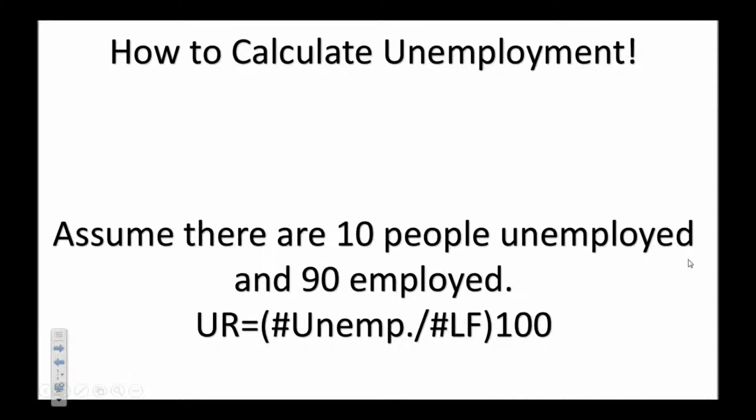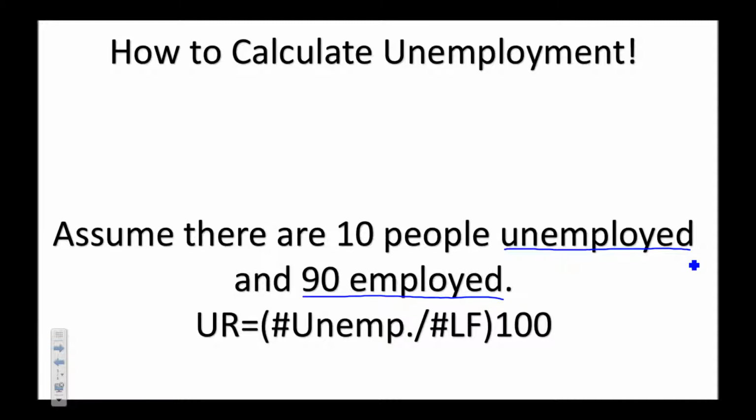All right? Here's a super simple one, just to get us started. Assume there are 10 people unemployed. That means they don't have jobs but are looking. That's the only reason it would say that. And then there's 90 people employed. That means they work at least 1 hour a week for pay or 15 hours a week as a volunteer.